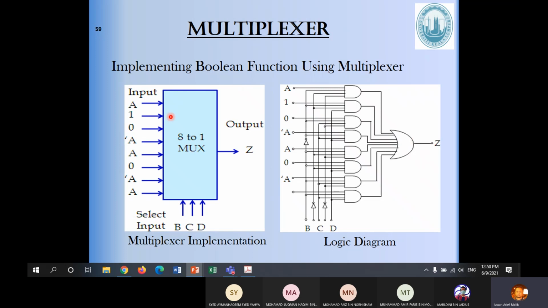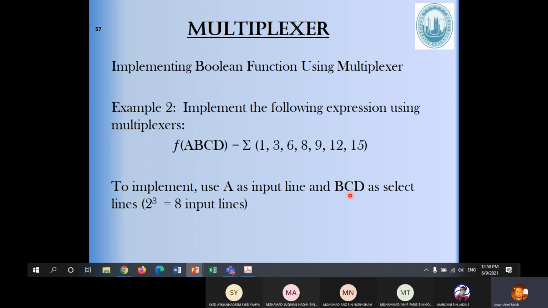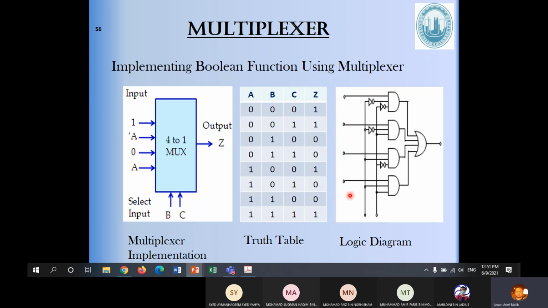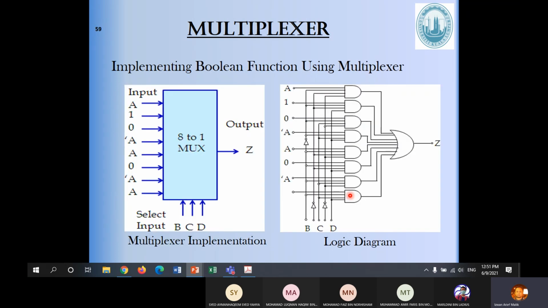Okay, so the diagram is the same. Apa yang you ubah sebenarnya, input depan ni je, itu je. Dan dengan ni lah label BCD, okay. They are the same thing lah. This one and this one sama. Cuma ini 4 to 1. This one 8 to 1.